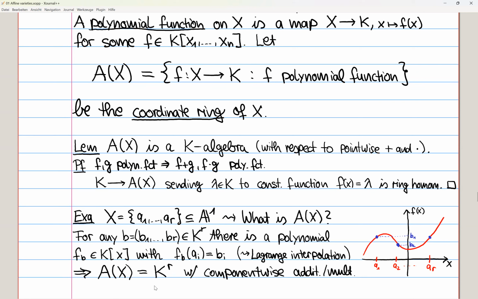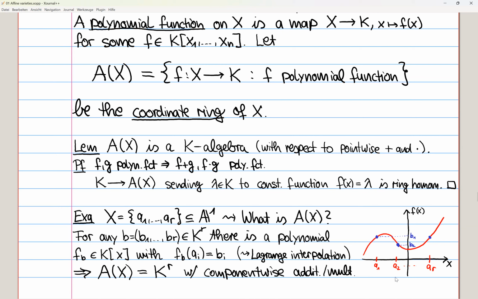And so the full coordinate ring in this case is just K to the R. You have the freedom of specifying the R values at these points. And it's a bit strange because normally when we look at K to the R, we see it as a vector space, dimension R over K, and of course it is. But here we see it as a K algebra by the component-wise addition and multiplication. So it's a bit of a weird algebra, but it's perfectly allowed in this context.